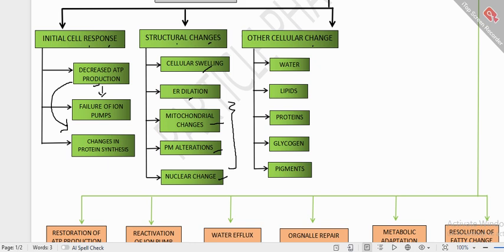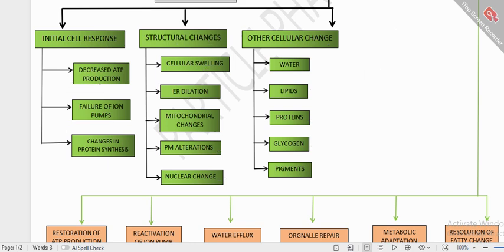Next step is other cellular changes, which include water, lipids, proteins, glycogen and pigment changes. How they are going to get affected inside the cell, we will see in the next session, or I'll explain it to you. So the cell adaptation mechanism is again divided into initial cellular response, structural changes and other cellular changes. Till here I have explained in the flowchart manner.